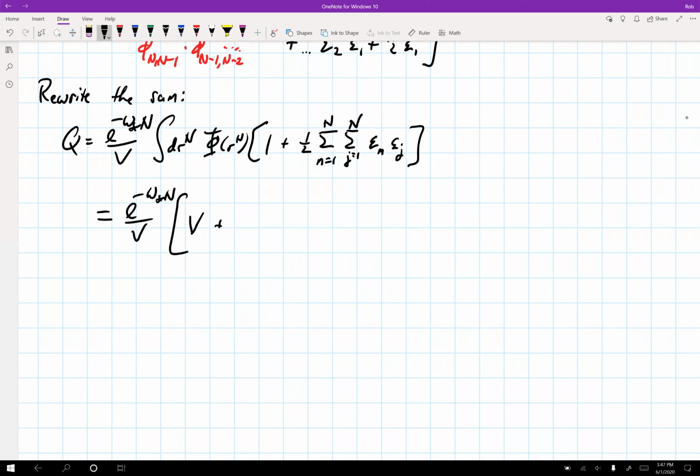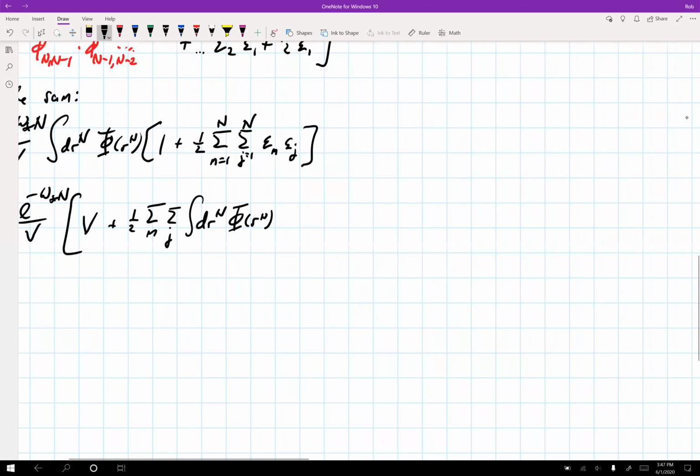And then we still have all of this stuff over on the quadratic term, so this is going to be plus 1 over 2 sum over m, sum over j, integral dr to the n, all of our bonding potentials, and epsilon m, epsilon j.